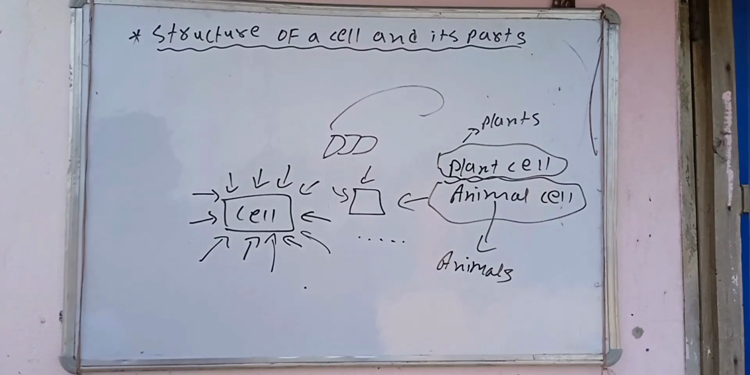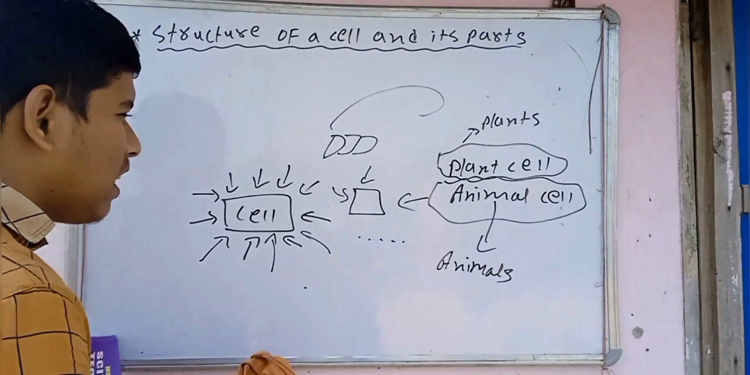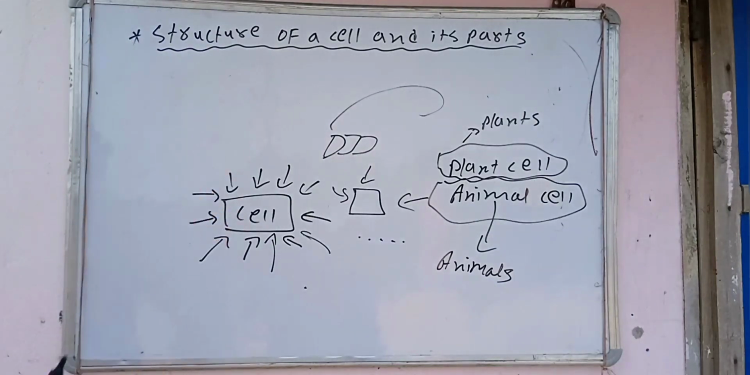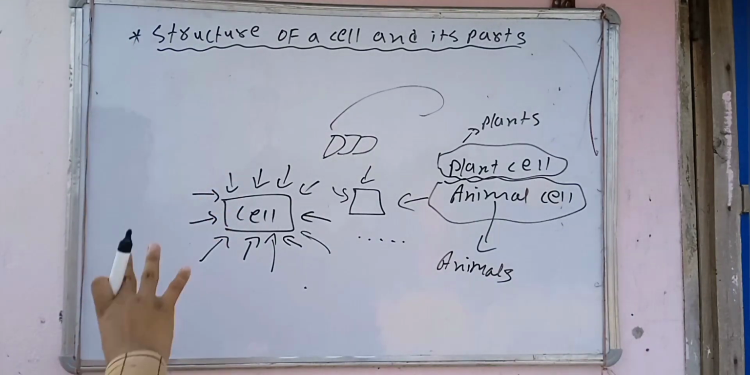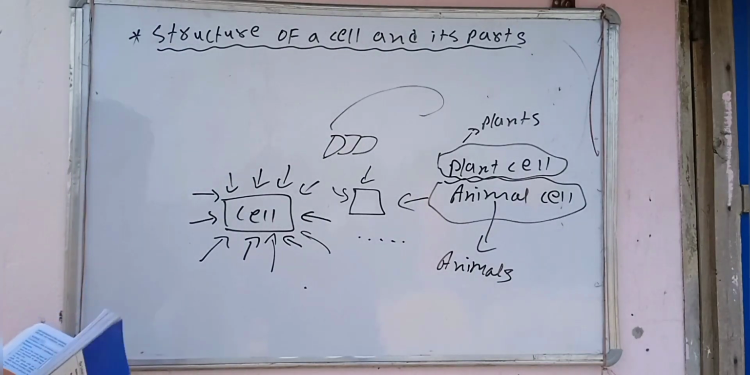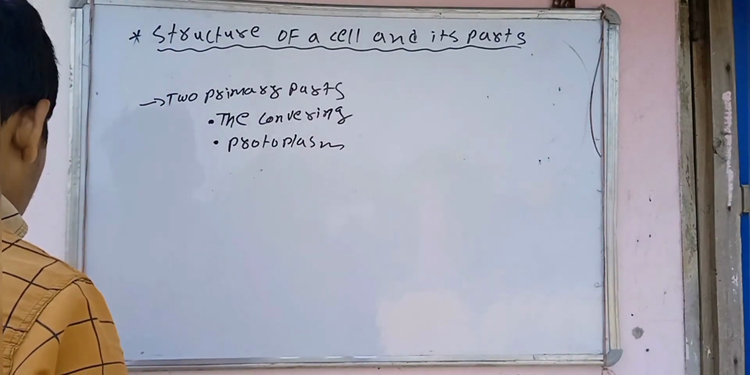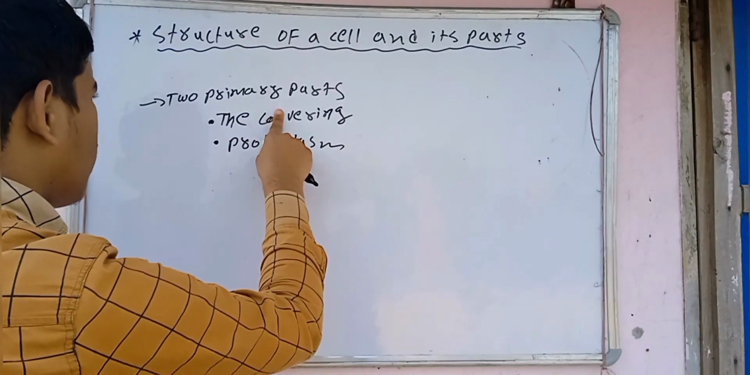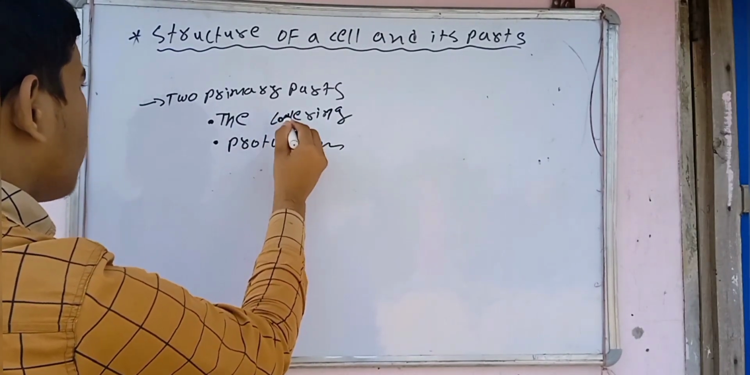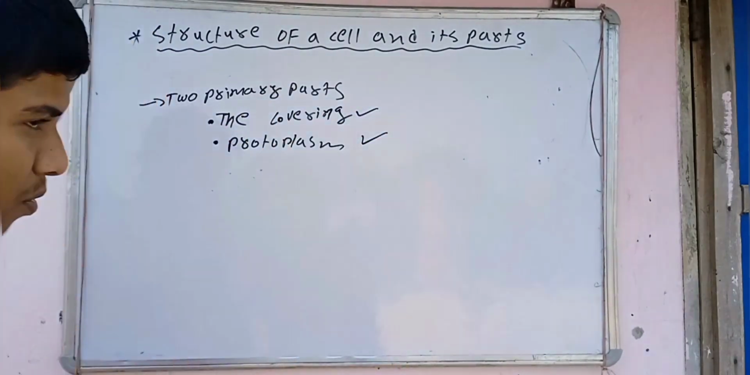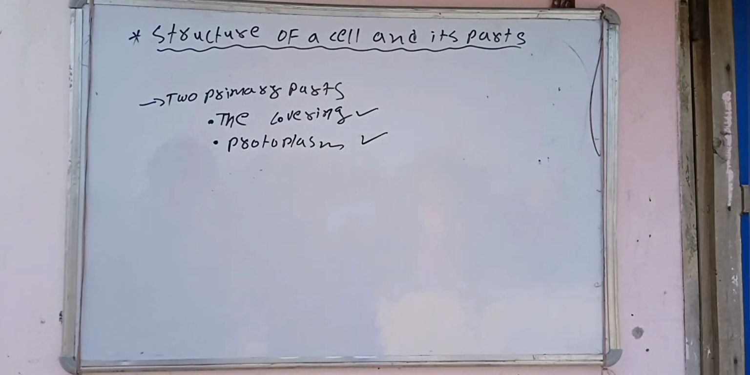So cells are classified into two primary parts. Okay, cells are of two types: plant cell and animal cell, and these cells are classified into two primary parts. So these are two important and primary parts of cell. The first one is the covering. The spelling is wrong a little bit. The covering and protoplasm. So these are very important and primary parts of any cell, right?